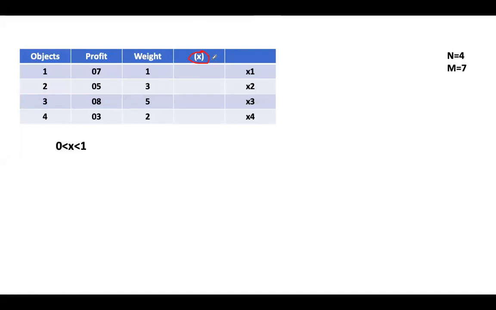So x indicates what quantity, what fraction of that object we are taking. We need to find that out. And I asked what you will consider: are you going to consider profit as the criteria or weight as the criteria? But the thing is, both are important. Profit is important as well as weight.